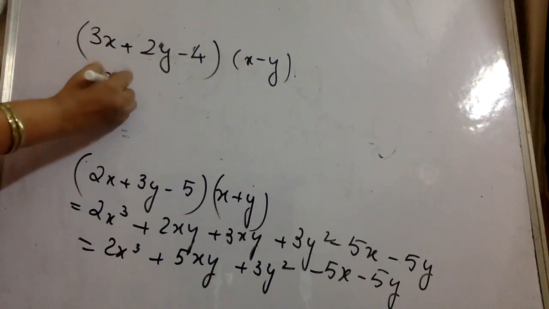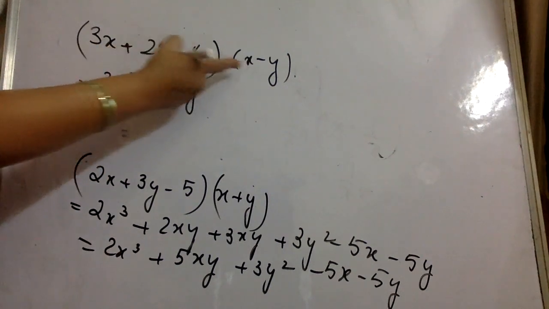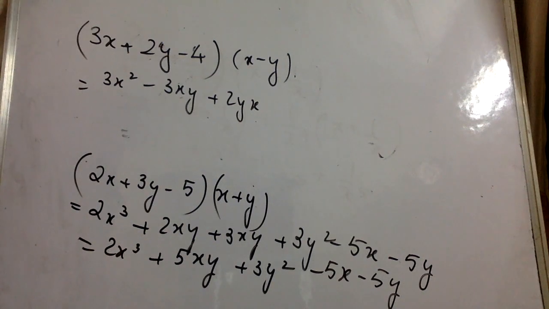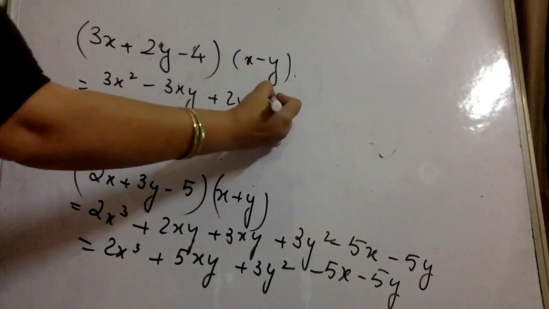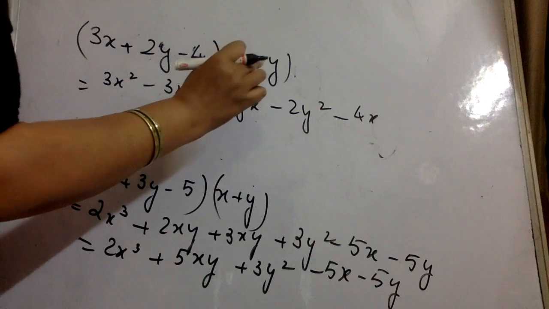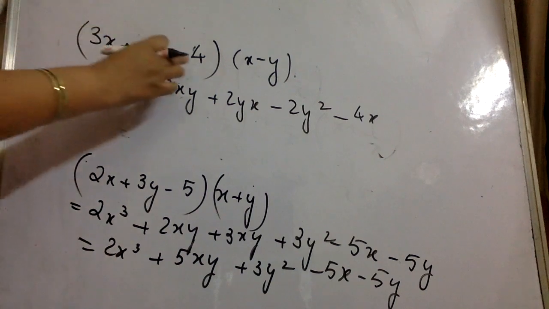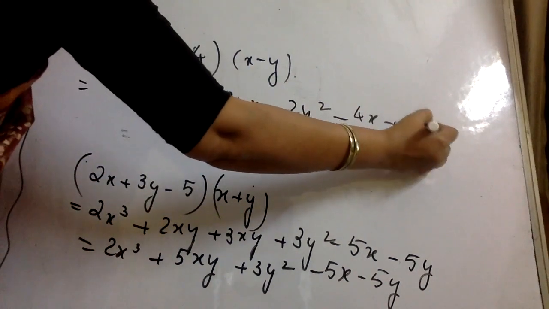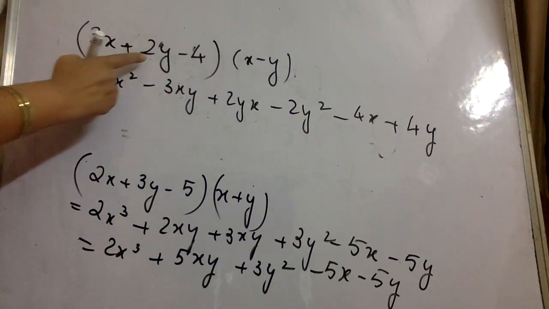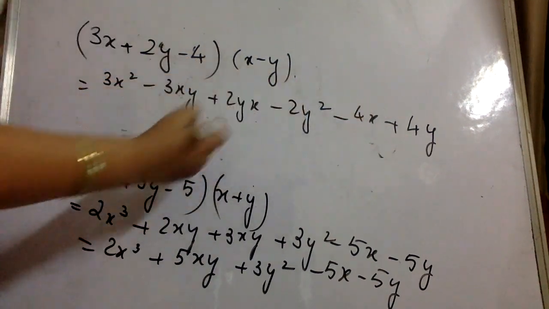3x with the x is 3x square. 3x with the y is minus 3xy. Plus 2y with the x is plus 2yx. Plus 2y with the y is minus 2y square. Minus 4 with x is minus 4x, and plus 4y, isn't it? So here I have this one with these two, I got these two. This one with these two, I've got this.